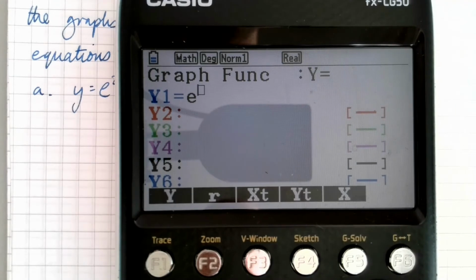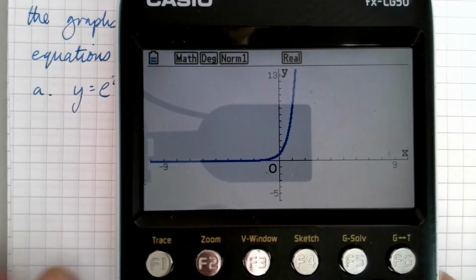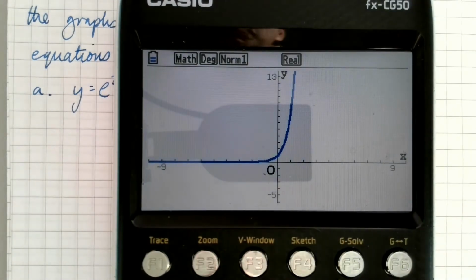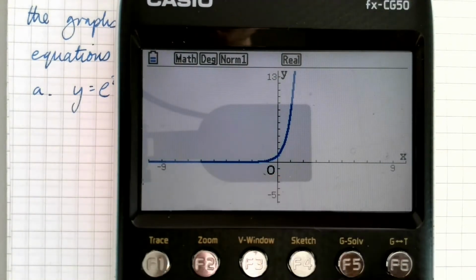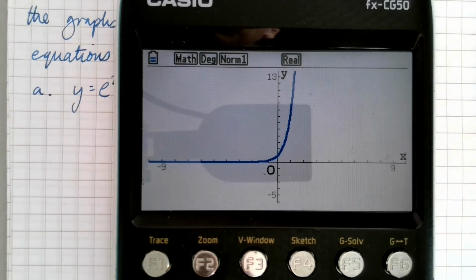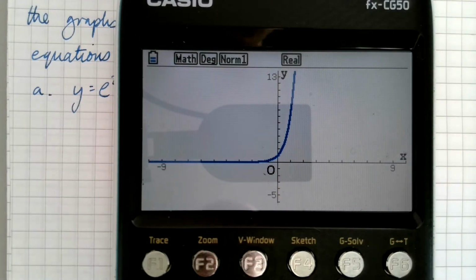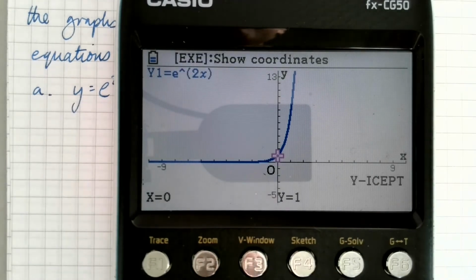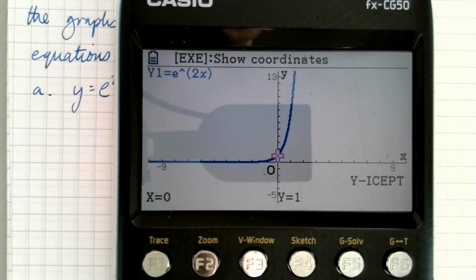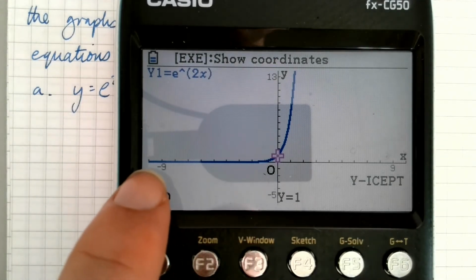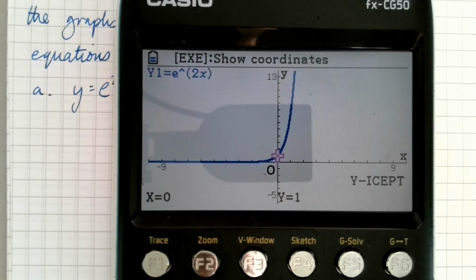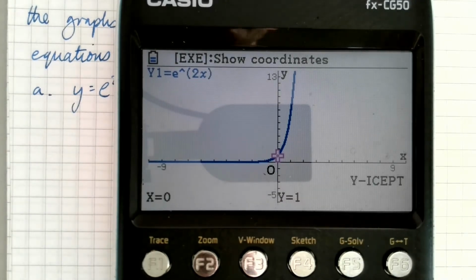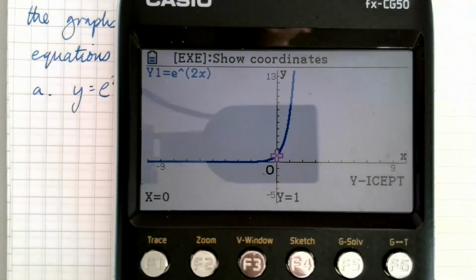You can stick whatever you like in there, so 2x goes in there, hit draw, and we can see what we've got there. So we basically know what we need to sketch. In order to make sure we know what that point is, we should know it's 1 from what we've talked about before, but if I hit G-solve and y-intercept, it says 0, 1, and that's because anything to the power 0 is 1, of course, and it's never going to quite reach the x-axis, even if it looks like it a little bit there. You can always go in and look closer if you're in doubt.